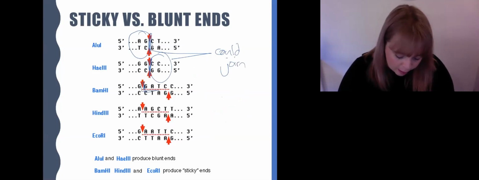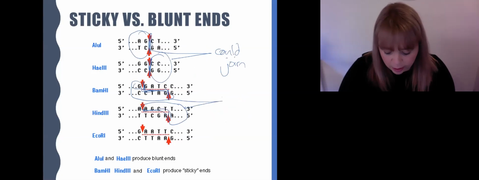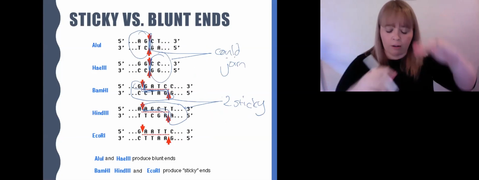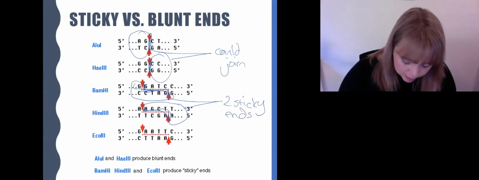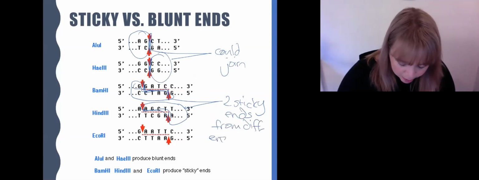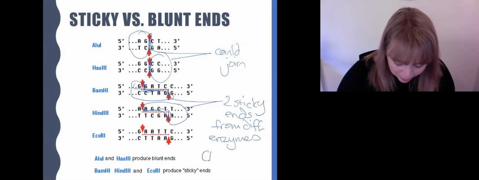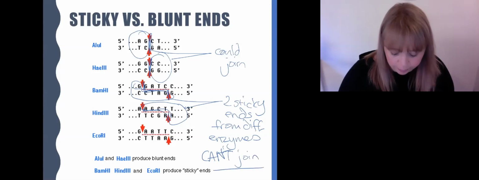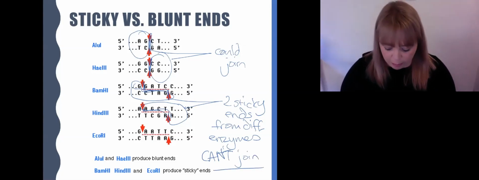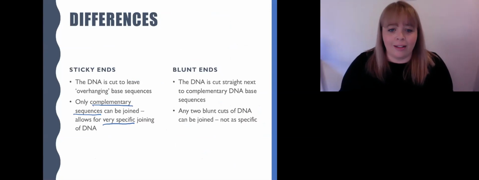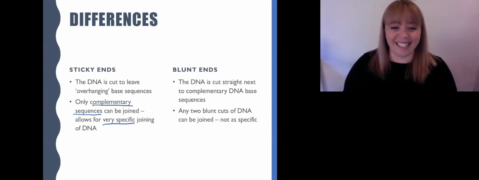However, if you cut down here and you have this sticky end here, and you cut down here and you have this sticky end here, these 2 sticky ends, although they have the same shape, they each have 4 bases overhanging. The 2 sticky ends from different enzymes can't join together. Okay, so that is the biggest benefit between a sticky end and a blunt end. And that's the end on restriction enzymes.